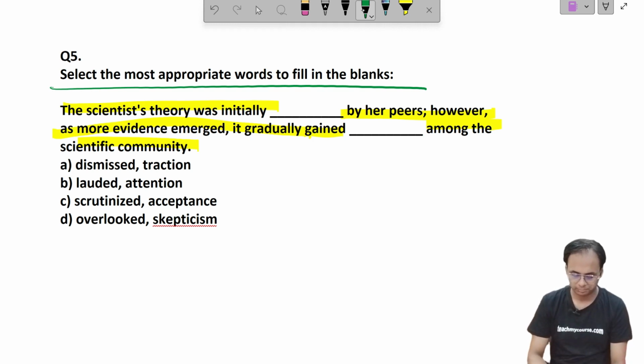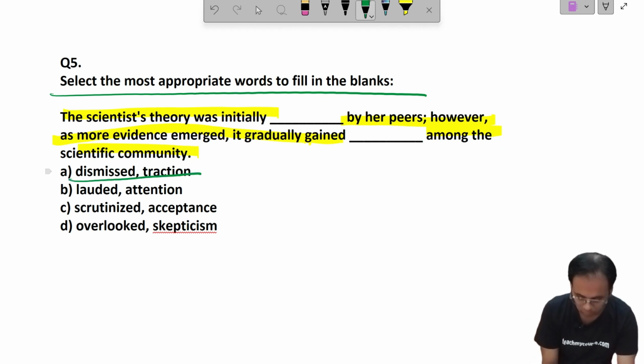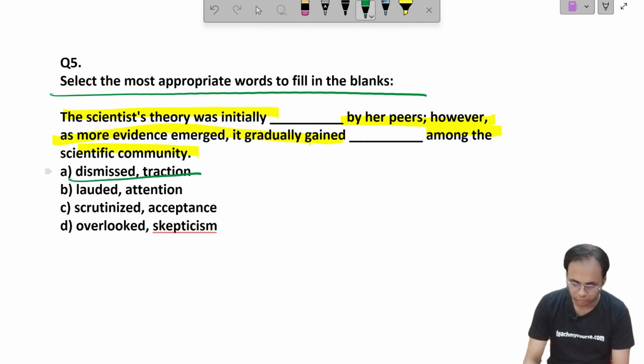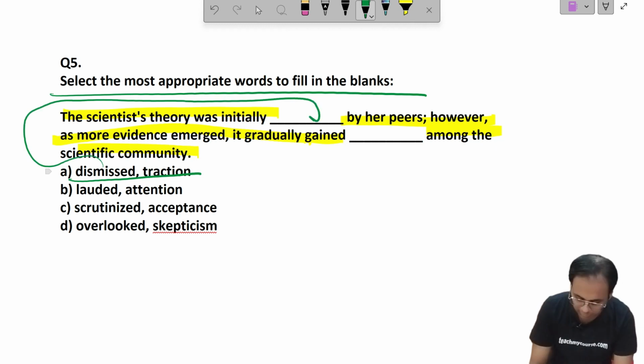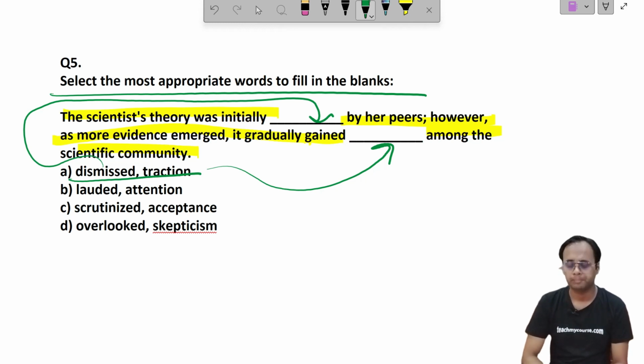Okay, finally, let us see. So the first option is dismissed and traction. Okay, so it can come actually because the scientist's theory was initially dismissed by her peers. However, as more evidence emerged, it gradually gained traction. Traction means that it got the right kind of attention, the right kind of crowd supporting it. Okay, this can possibly be.